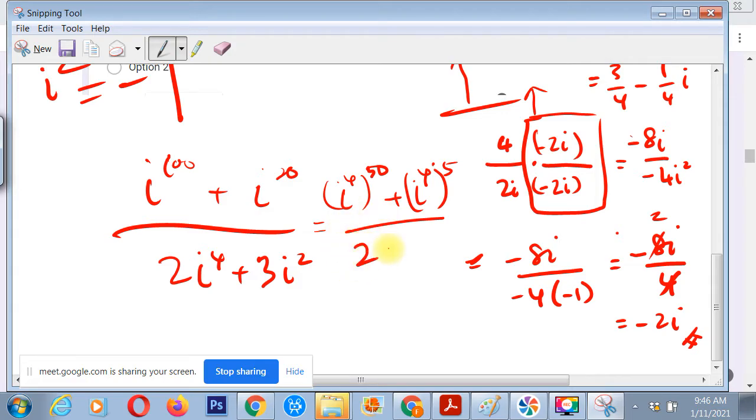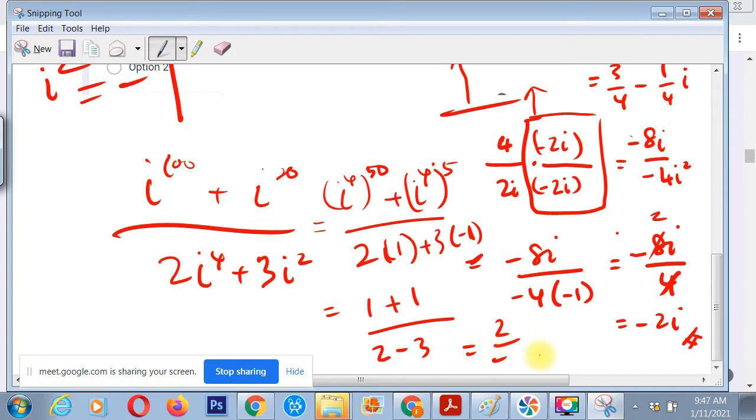Alright, so there is 4. There is 4, 1. So there is plus 3. I negative 1. Okay, so here is 1 plus 1 over 2 minus 3. So equals to 2 over negative 1. So this is a real number.